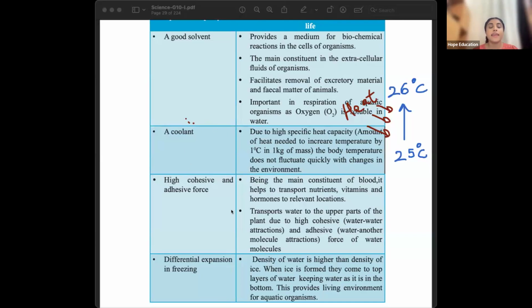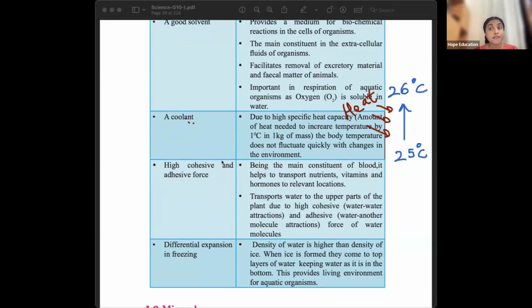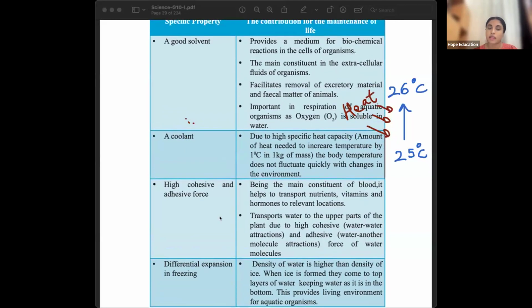Yes. Then, high cohesive and adhesive forces. What does that mean? Now, when we talk about... before talking about blood, let's talk about gas. Right?